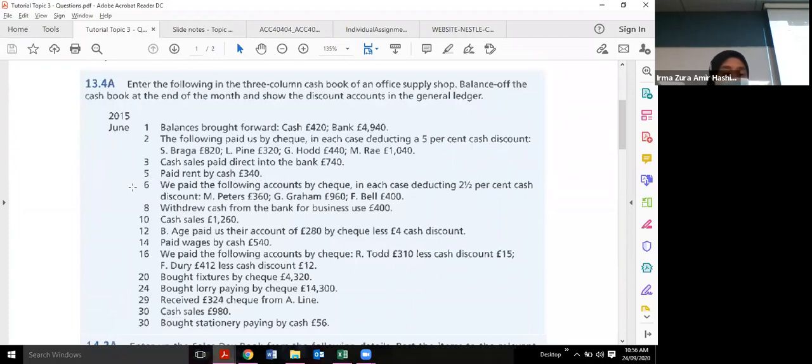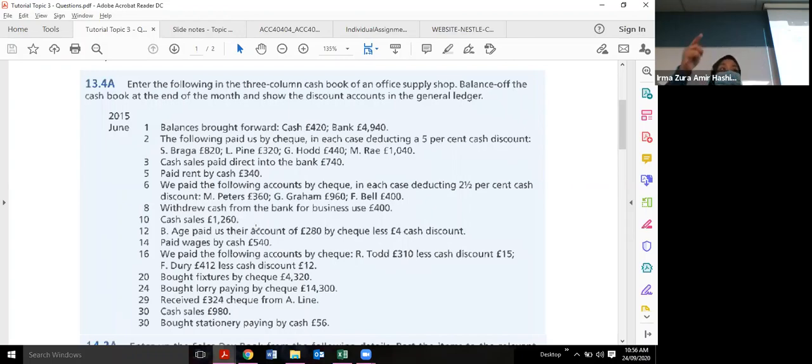Okay. Now, June 8th, withdraw cash from bank for business use 400. So now the business withdraws the money from their business bank account, and then they hold it as cash in hand. So this is what we call a contra account.